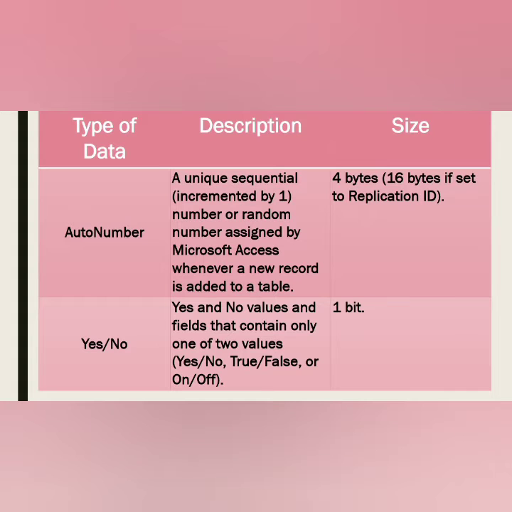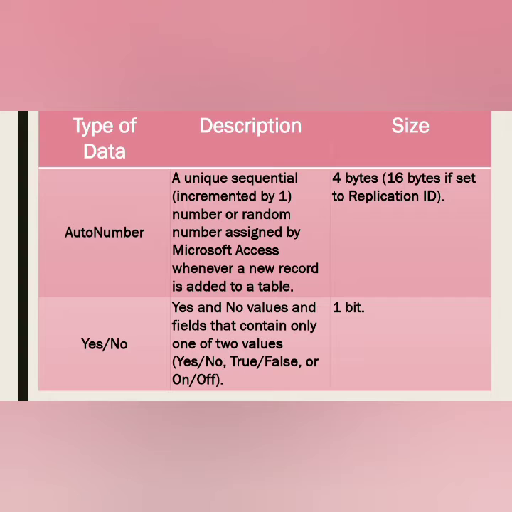Auto number, a unique sequential number or random number assigned by Microsoft Access whenever a new record is added to a table, and it can store up to 4 bytes. That is, it generates a sequential number whenever a new record is added to the table, and the value of an auto number field cannot be changed. It stores data as a 4 byte value, typically used in primary key. Especially these are used in primary key always.